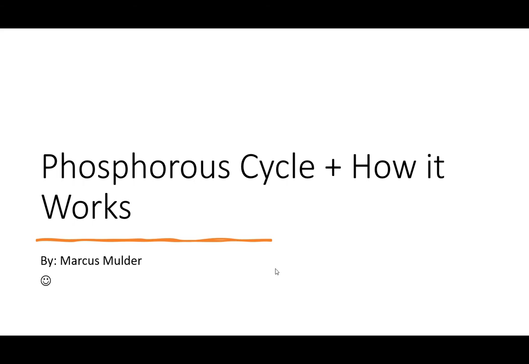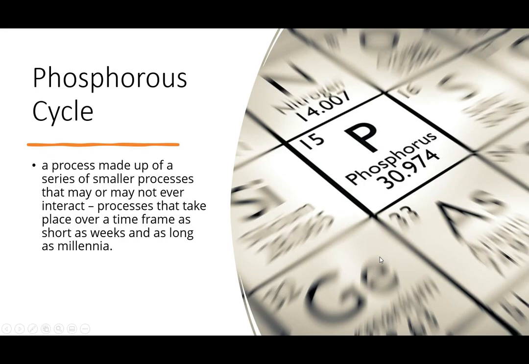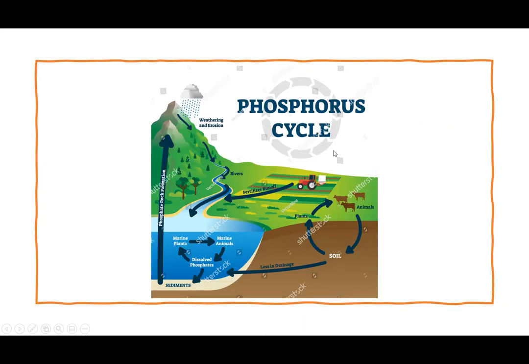So the first thing I'm going to start off with is the definition, and I found this definition when I was researching. It says a process made up of a series of smaller processes that may or may not ever interact, processes that take place over a time frame as short as weeks and as long as millennia. This is a little bit confusing when you first hear it, but it's kind of just saying that there's no start or finish to this cycle. It's a continuous cycle, and the smaller processes are the different smaller cycles in the bigger cycle. So this will help you understand that a little bit.